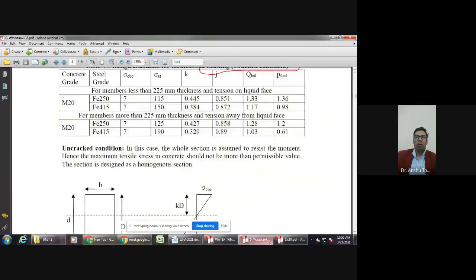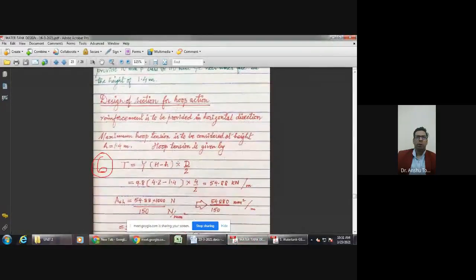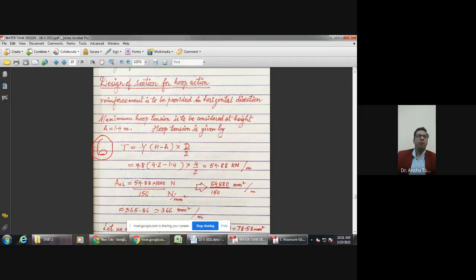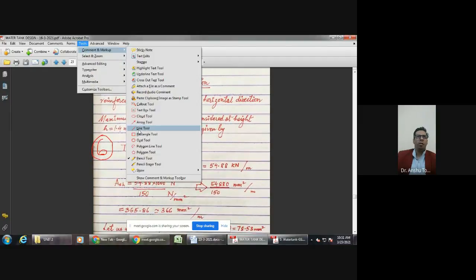Now we have to find out the reinforcement in the horizontal direction. The hoop stress is always going to be in the horizontal direction. For that, this is simply going to be gamma h into d by 2. You have to just remember this particular formula.